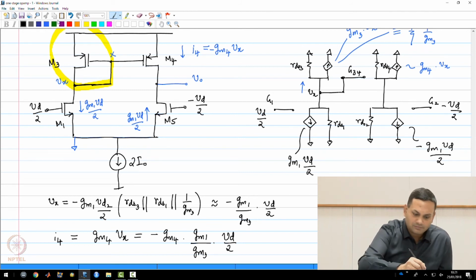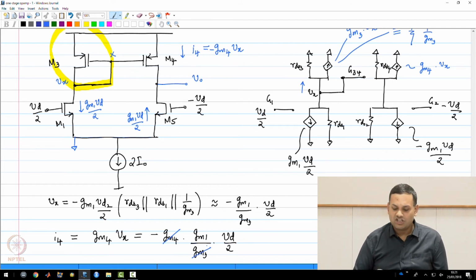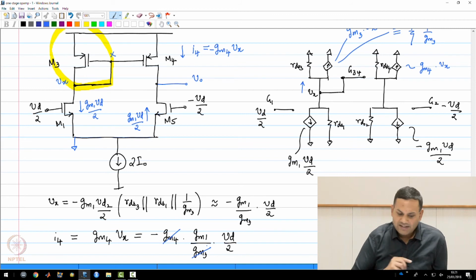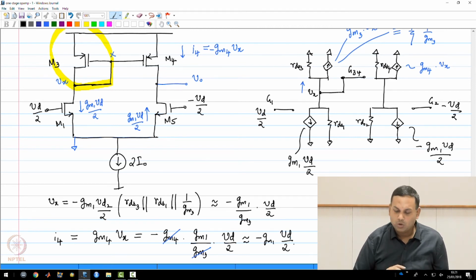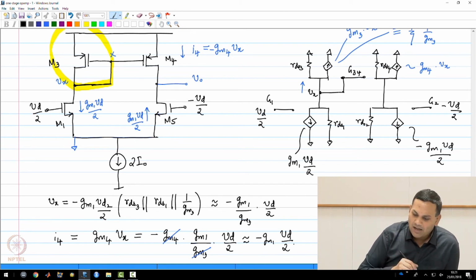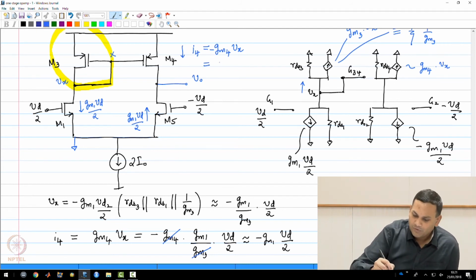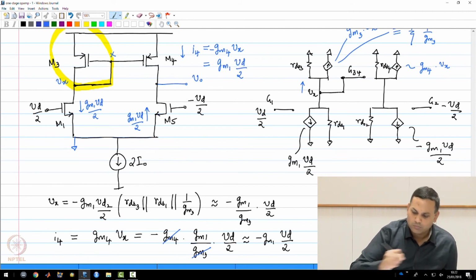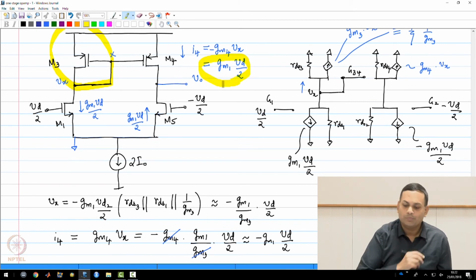And since the two sides are identical, Gm4 is equal to Gm3, and therefore this is approximately minus Gm1 Vd by 2 flowing upwards. Please note the direction, which means I now have a current flowing downwards through M4 of value Gm1 Vd by 2 flowing downwards, and I've now written that in blue.